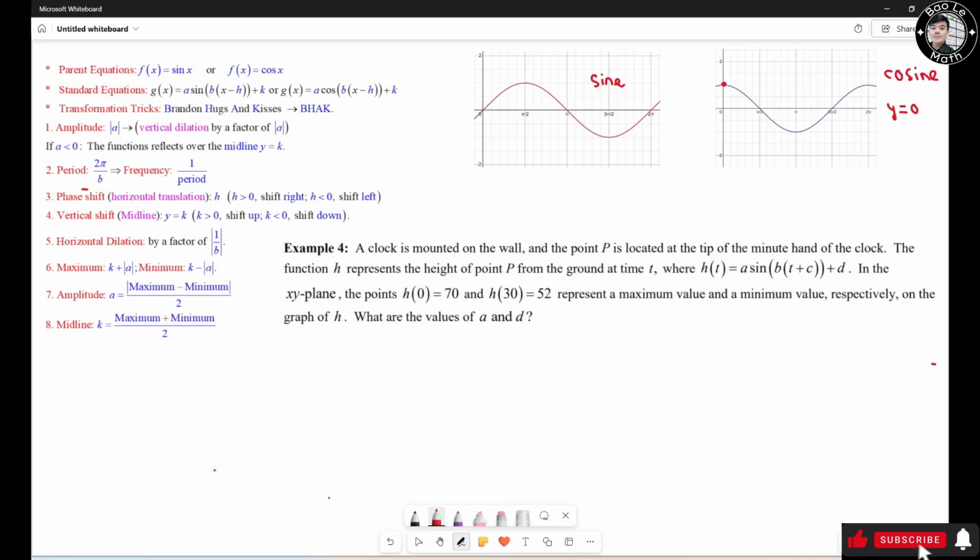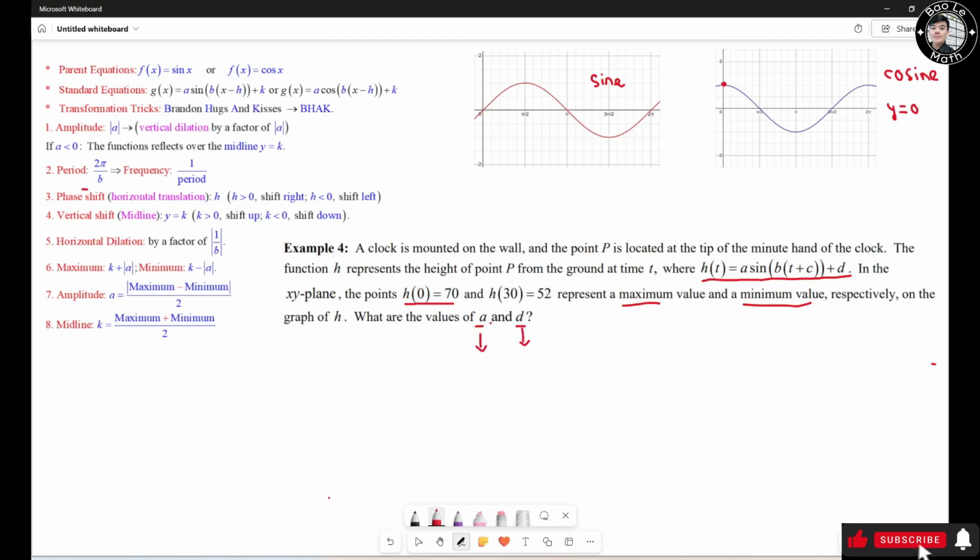Now let's take a look at example number 4. Alright, so given a word problem with the sinusoidal function h of t equals a times sine of b times t plus c, plus d, right? In the xy plane, the point h of 0 equals 70, this is the maximum value, and h of 30 equals 52. This is a minimum value, right? We need to find the value of A and D. A stands for amplitude, D stands for the midline, right?